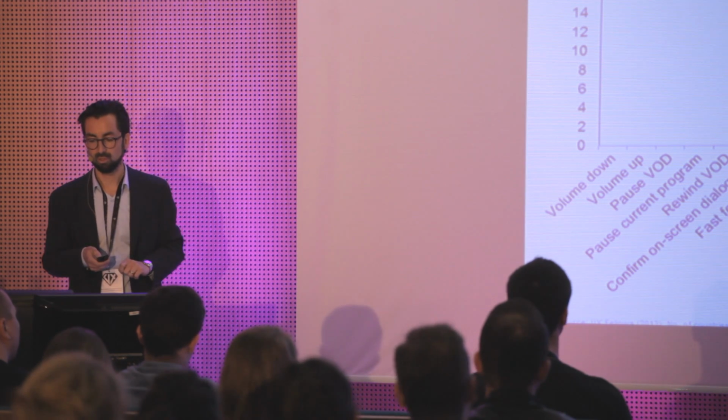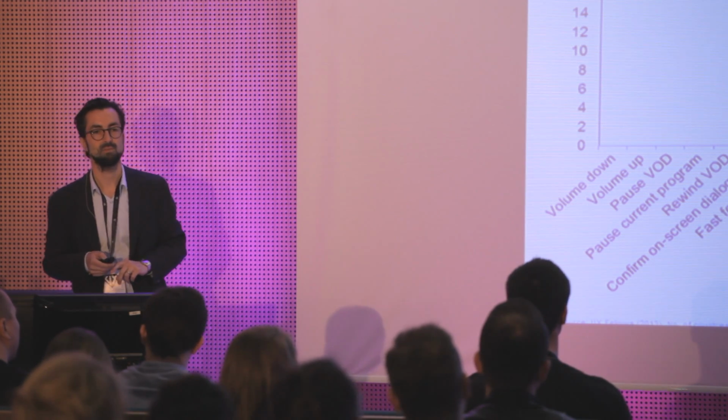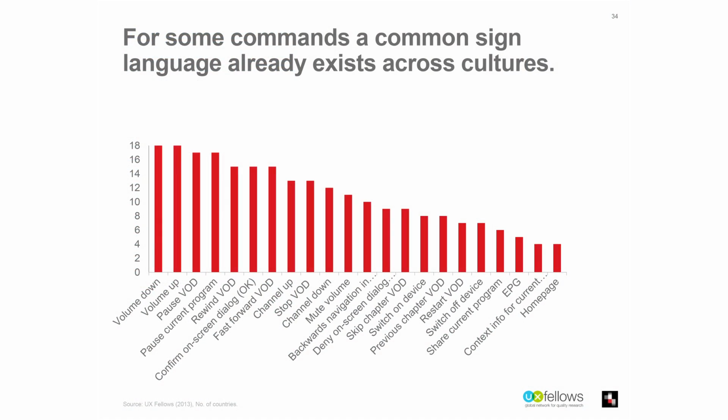And what we found was that out of 18 different countries, some of the commands were the same. Spontaneous commands were the same across all these different countries, across China, Korea, Argentina, and so on. For example, volume up, volume down was the same spontaneous gesture in all of these countries. Or pause a program, pause a VOD, was the same. However, there were also many other gestures that were really different between the countries and also different between neighboring countries, for example between the UK and France, between China and Korea.